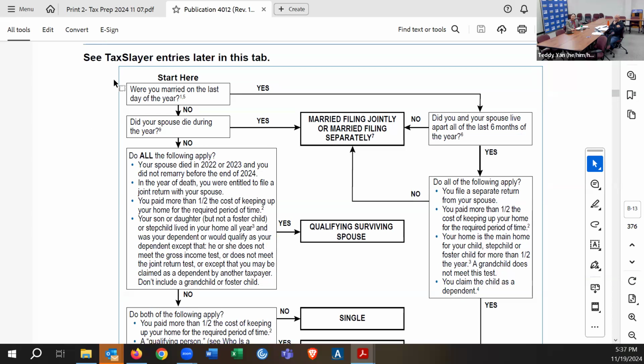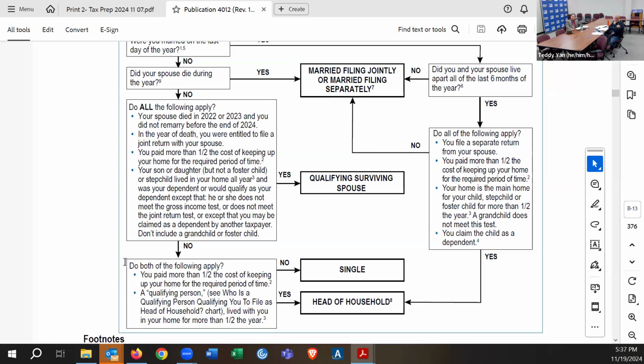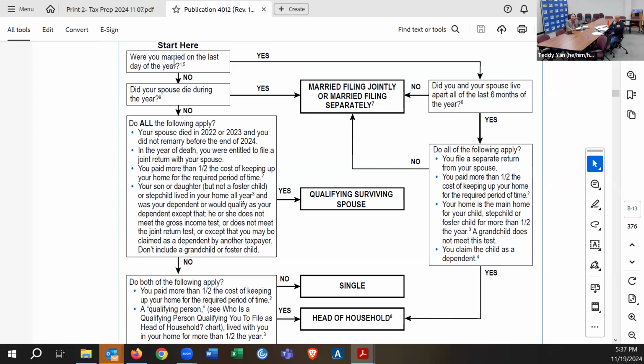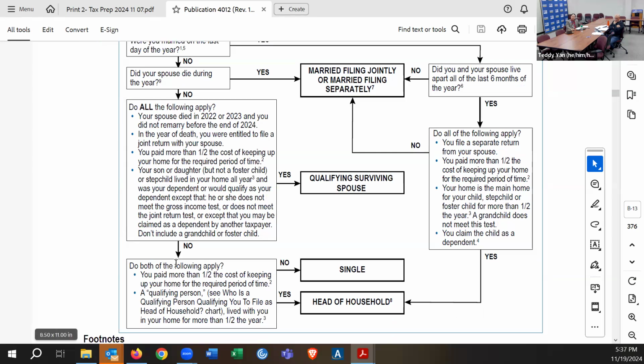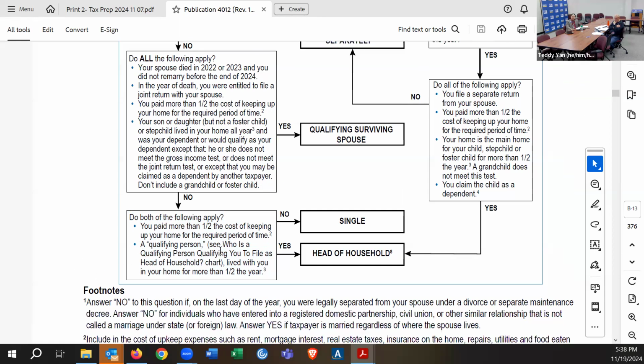So we've gone through the filing status for Cat, and she's followed all the no column, all the no arrows down to here, and we're wondering whether she has a qualifying person for head of household living in her home for more than half the year. So it says, a qualifying person, see who is a qualifying person qualifying you to file as head of household chart, lived with you in your home for more than half the year.